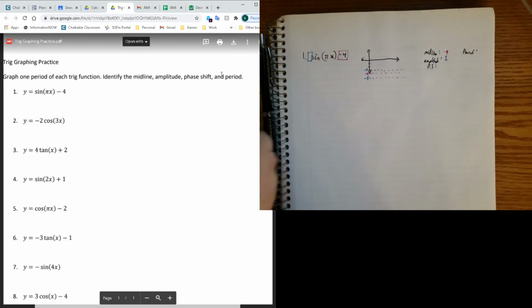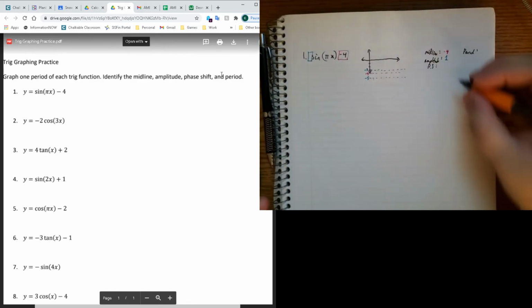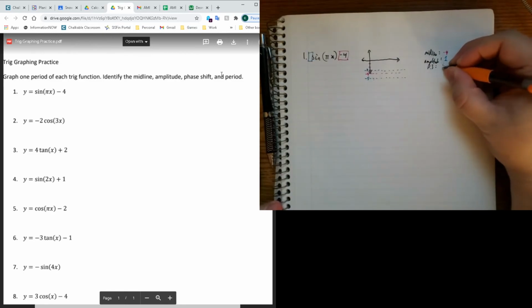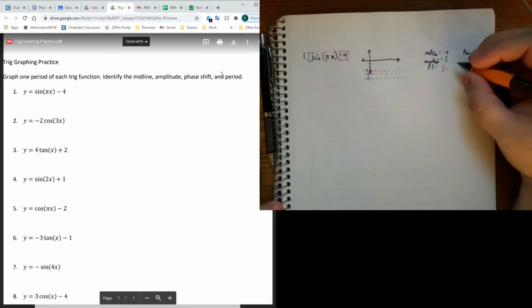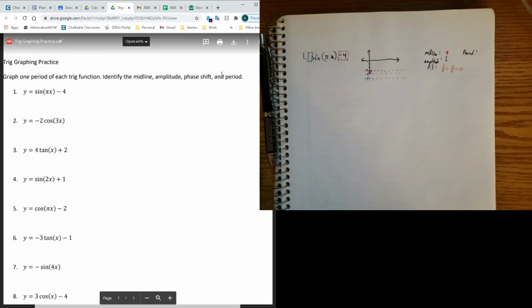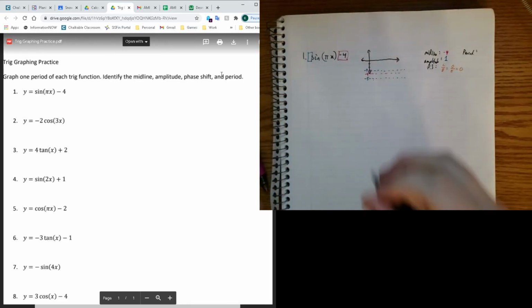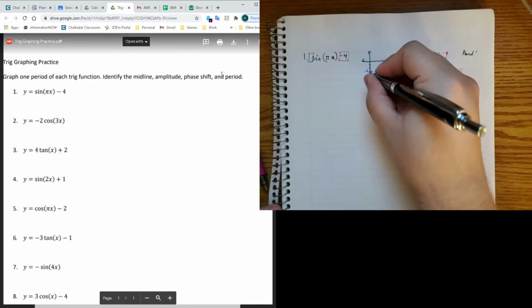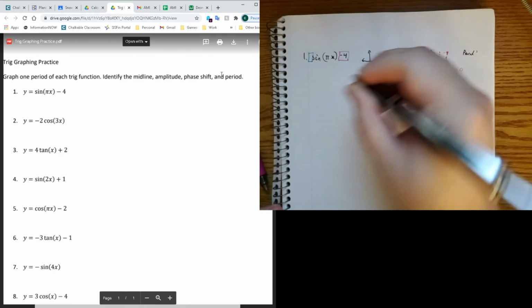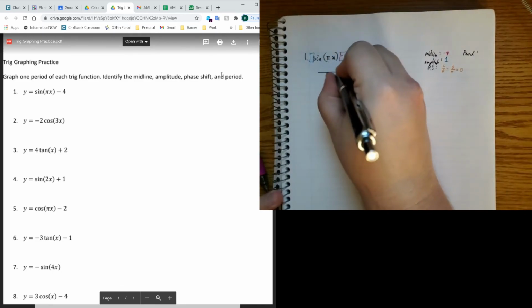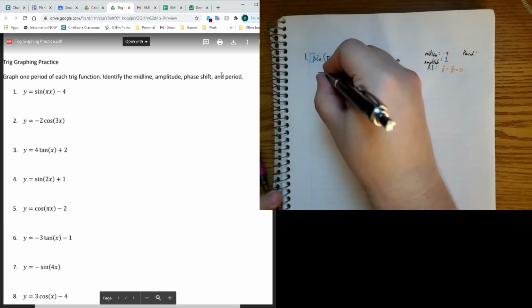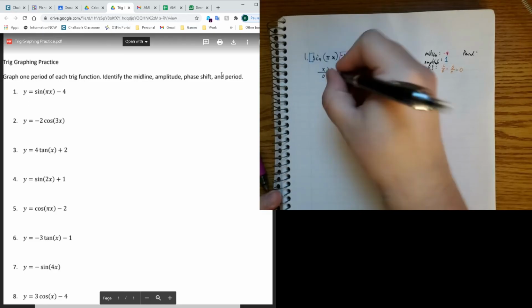Let's talk phase shift. Phase shift is how far I move left to right. It is defined as c over b. In this case, my c value is 0. My b value is pi. 0 divided by pi is, of course, 0. Meaning this graph is not moved left or right. This tells me my first point takes place at 0, -4. Meaning I can start creating my table of x's and y's, starting at 0, -4.